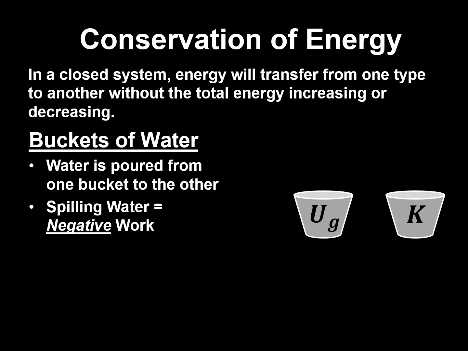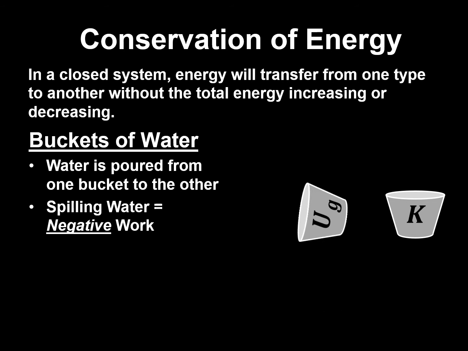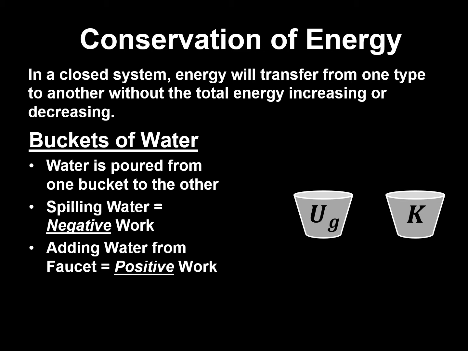Now, the next one: if we spill water, then that's referred to as negative work. We lose energy out of the system. Just like spilling the water out, that's negative work being done. It's dissipated energy. Things like friction, heat, and sound will do negative work on our system. The next thing is adding water. If we add water to our system, that's like doing positive work. So we add more energy into the system. Negative work is spilling that water out. Adding water is doing positive work on our system, increasing the amount of energy that's in our system.